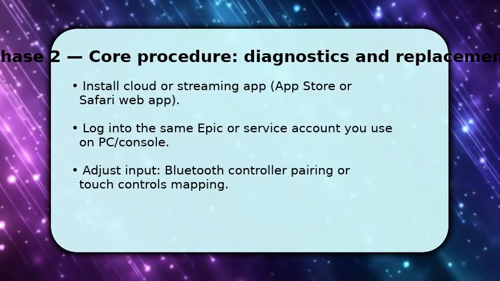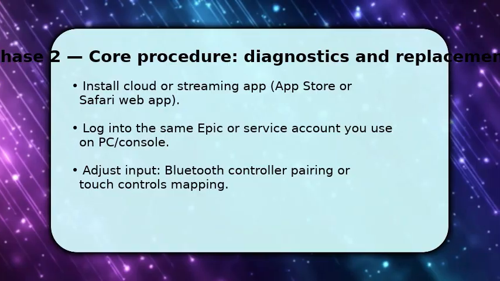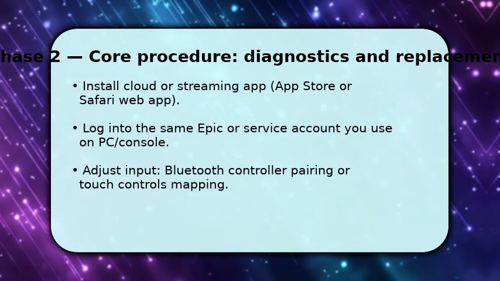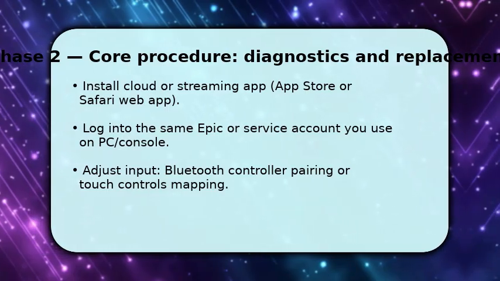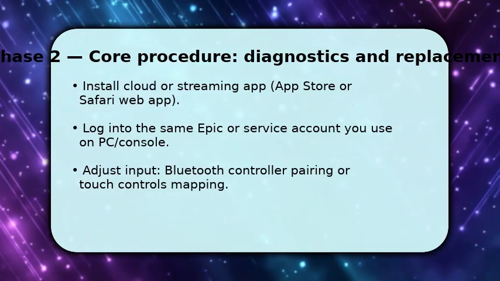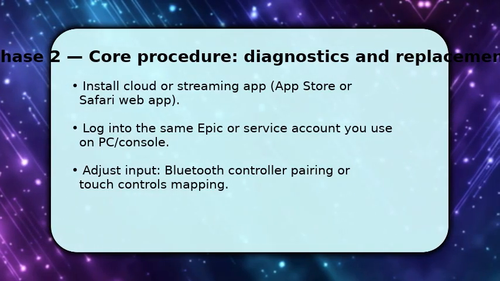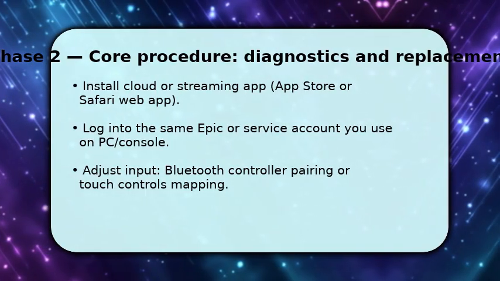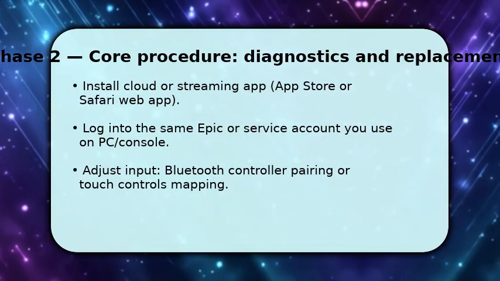Now you configure the client and input. Install the cloud gaming app from the App Store or open the provider's Safari web client. Allow microphone/screen permissions if prompted. Sign in with your Epic Games account or the account linked to the cloud service because progress ties to that login. Pair a Bluetooth controller or configure on-screen controls.